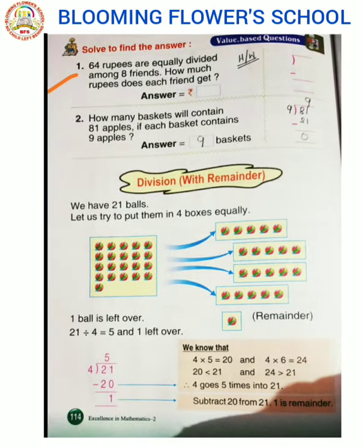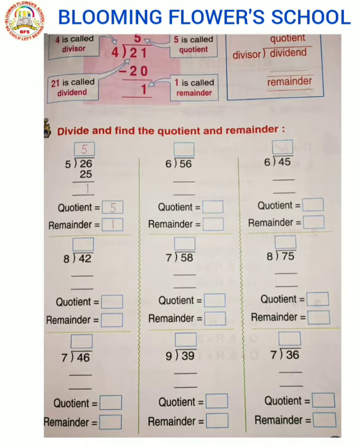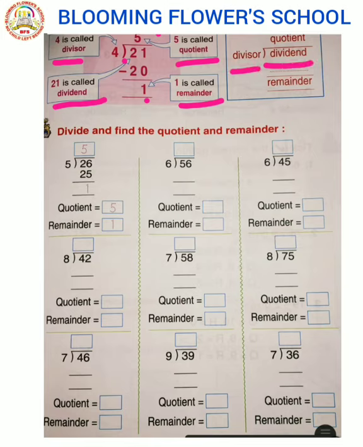Next also I will show you. See children, 4 is called the divisor. 5 is called the quotient. Okay, 21 is called the dividend, and 1 is called the remainder. This means the dividend needs to be divided by the divisor so that we get the answer, the quotient, and if there is anything leftover, it is known as the remainder.